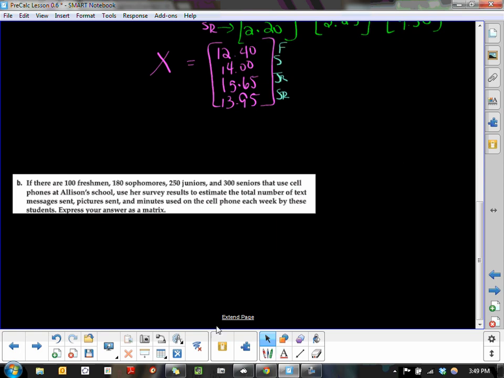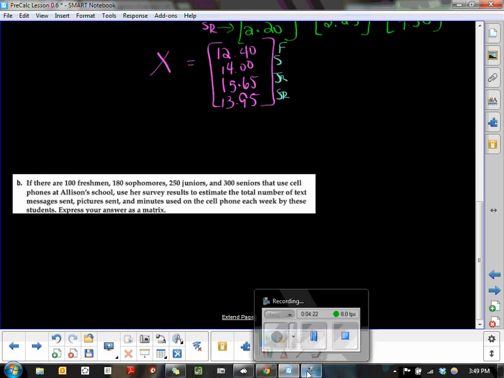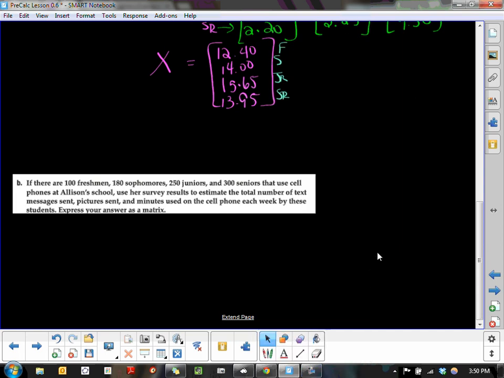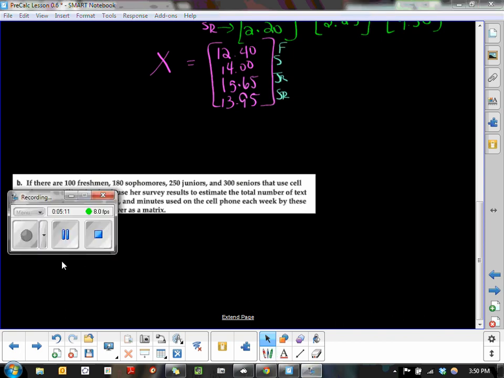So it says there are 100 freshmen, there are 180 sophomores, 250 juniors, and 300 seniors that use their cell phones at Allison School. Use our survey results to estimate the total number of text messages sent, pictures, and minutes used on a cell phone each week by these students, and express your answers as a matrix.